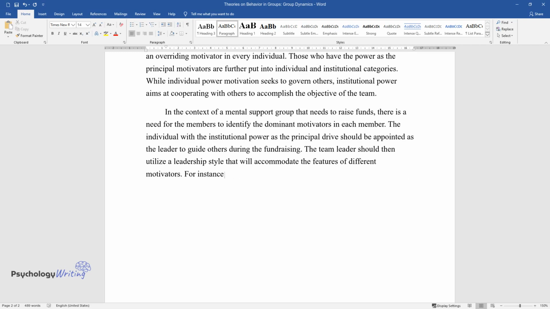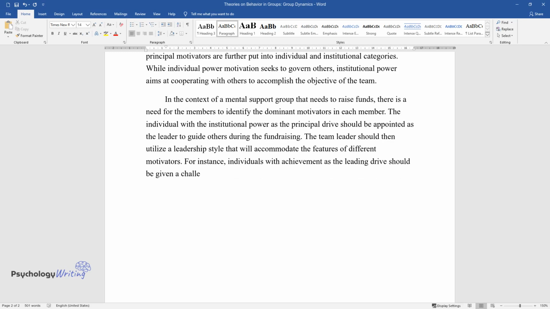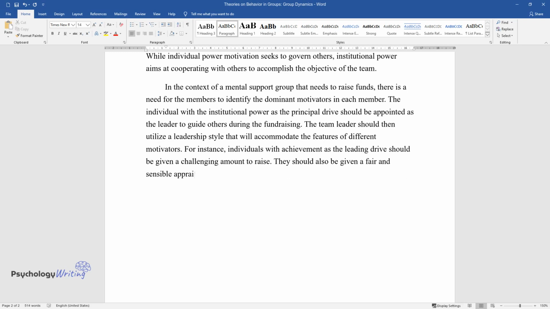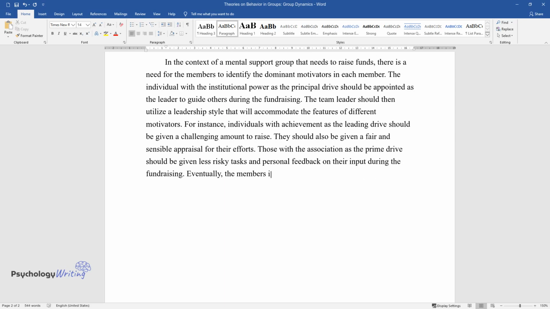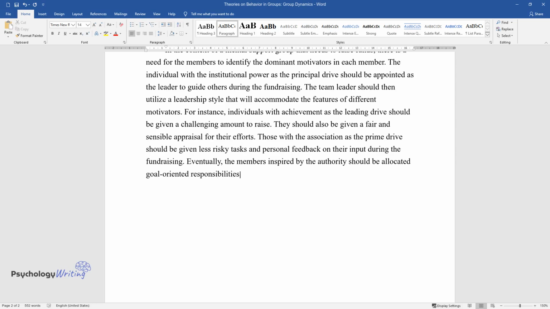For instance, individuals with achievement as the leading drive should be given a challenging amount to raise. They should also be given a fair and sensible appraisal for their efforts. Those with association as the prime drive should be given less risky tasks and personal feedback on their input during the fundraising. Eventually, the members inspired by authority should be allocated goal-oriented responsibilities, as they desire to accomplish and control situations.